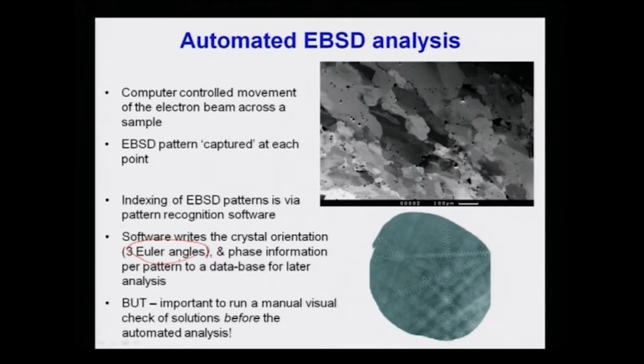It is important to run this manual visual check for solution before we do this analysis, because the computer is basically a black box, whatever goes in comes out. So, if you put garbage in, garbage will come out. So, one must actually see visually these patterns and be sure that what you are saying is what you are obtaining, and then do this indexing in a computer.